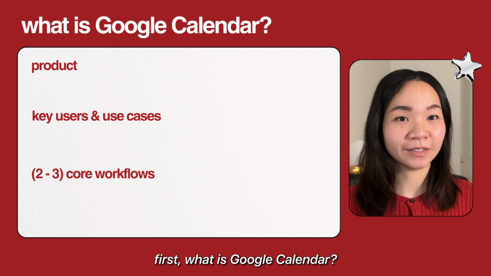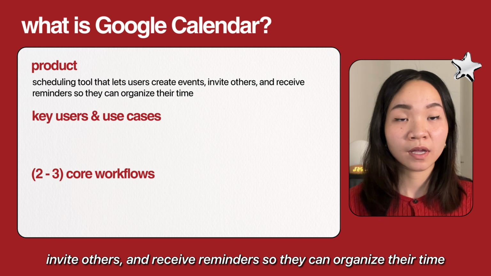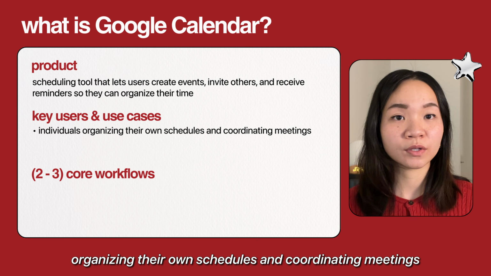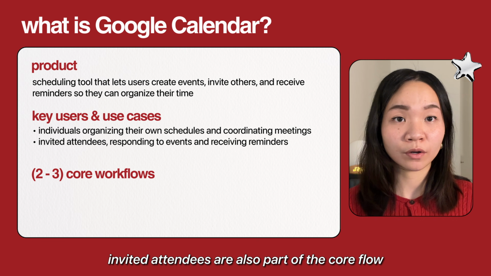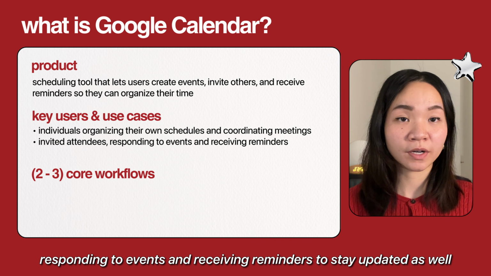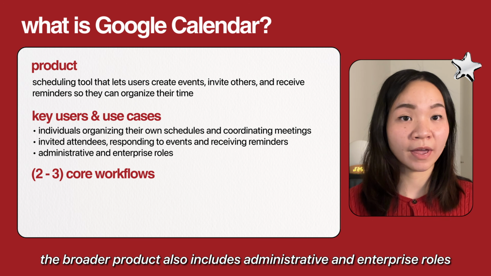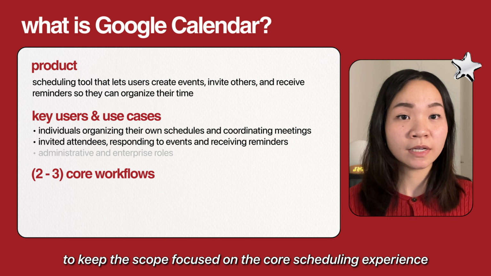First, what is Google Calendar? Google Calendar is a scheduling tool that lets users create events, invite others, and receive reminders so they can organize their time. The primary users are individuals organizing their own schedules and coordinating meetings. Invited attendees are also part of the core flow, responding to events and receiving reminders to stay updated as well. The broader product also includes administrative and enterprise roles, but for this design, we're intentionally going to leave those ones out to keep the scope focused on the core scheduling experience.